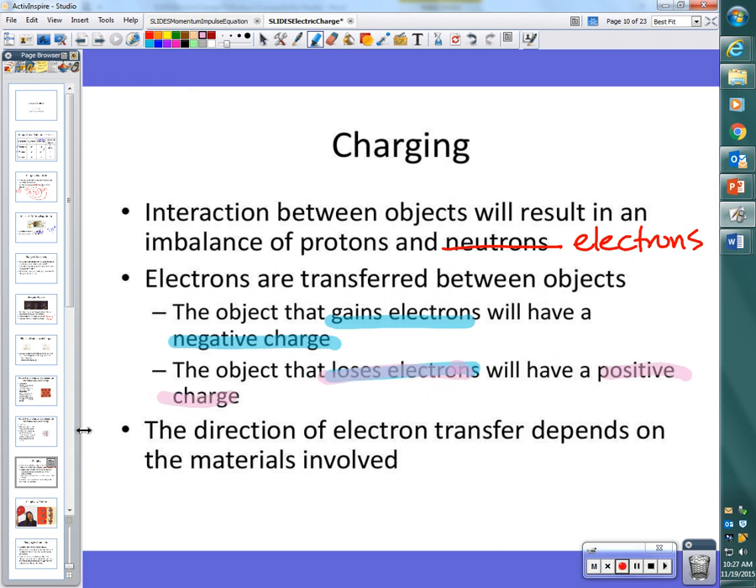Nothing ever happens to protons. The protons don't move around. They're stuck in the nucleus. But the electrons are free to move in between atoms, and we'll talk way more about that when we talk about bonding.